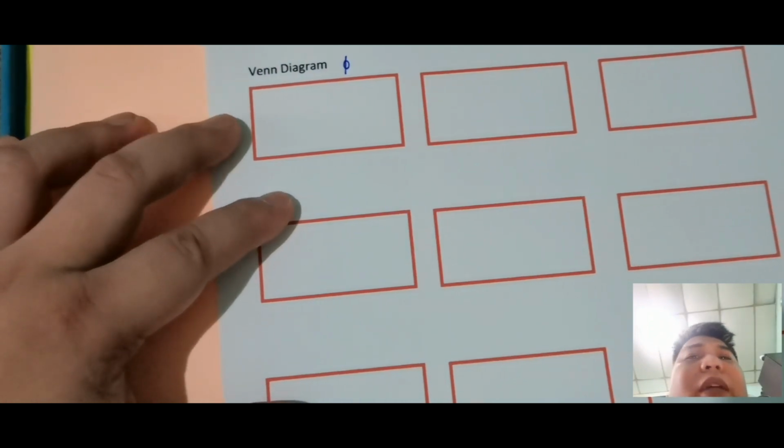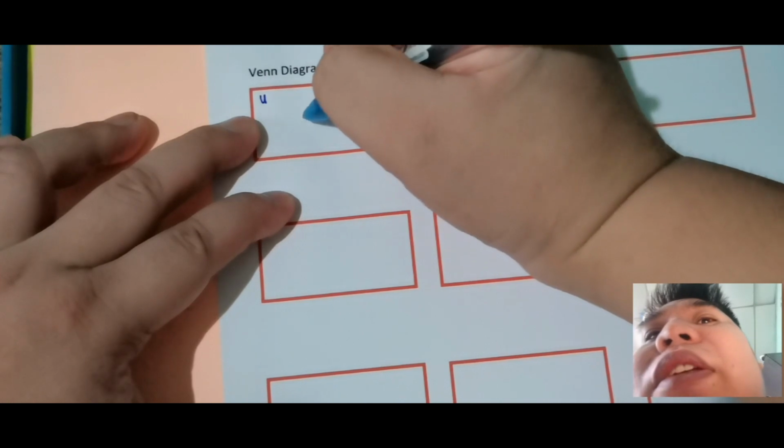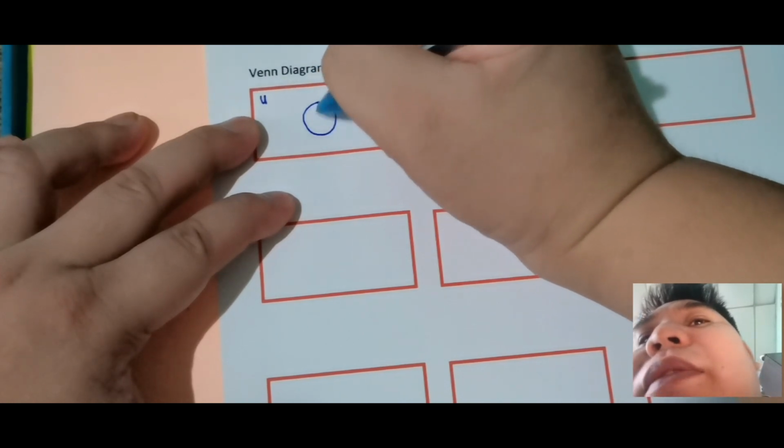So, paano may drawing sa empty set? Tandaan, lagi mong nilalagay dito yung U. Tapos, maglagay ka lang dito ng kahit anong set. So, for example, naglagay tayo ng set A.